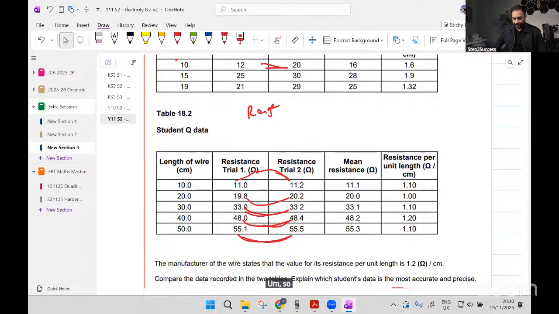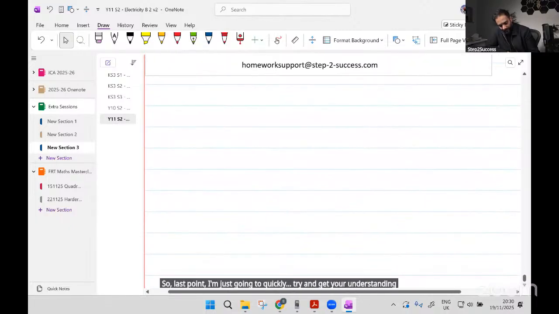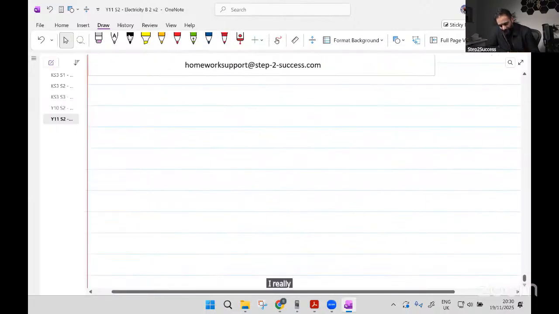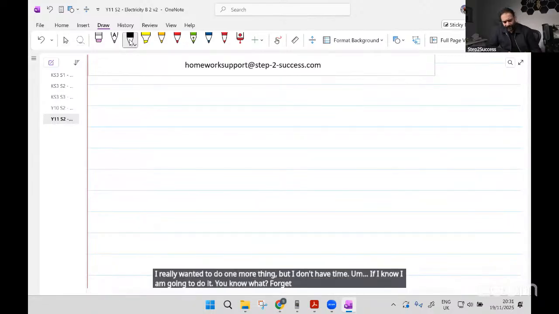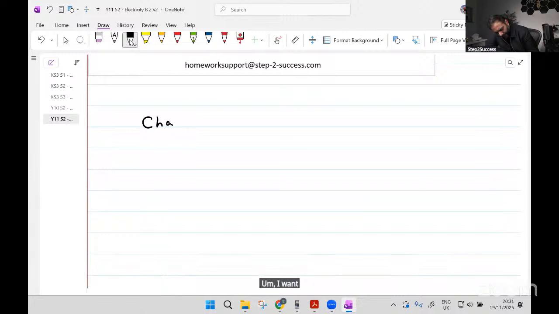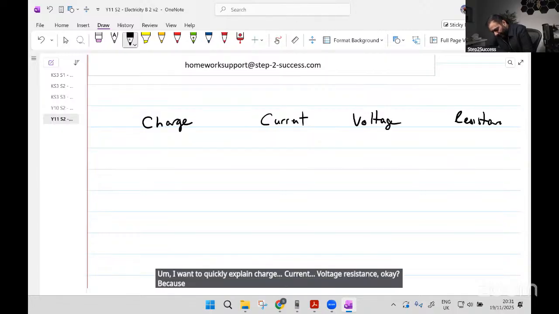So, last point, I'm just going to quickly try and get your understanding between four words. I really wanted to do one more thing, but I don't have time. In fact, no, I am going to do it. You know what? Forget it. I'm going to do it. I want to quickly explain charge, current, voltage, resistance. Okay, because I think these words can sometimes be not fantastically understood.